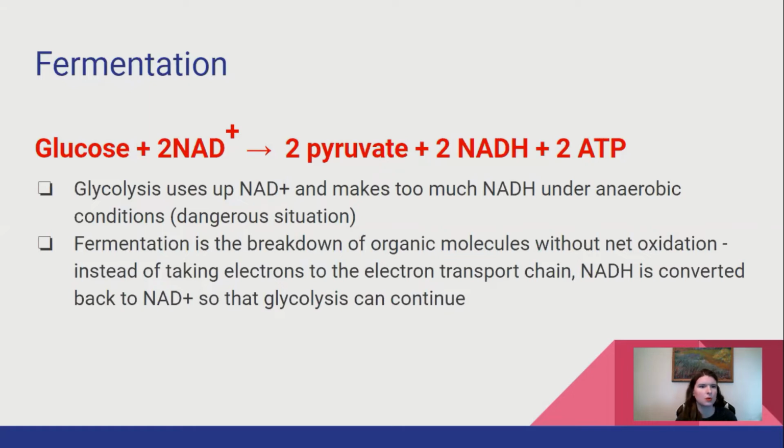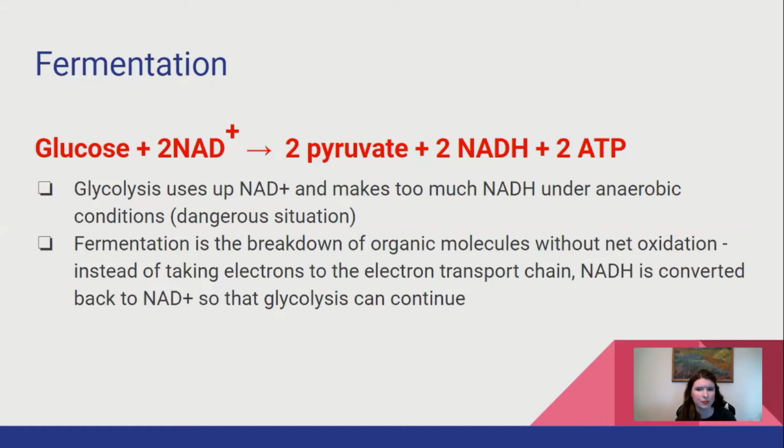Okay, so formally, fermentation is the breakdown of organic molecules without net oxidation. So what that basically means is that most of the oxidation that happens, so the part where we give away electrons, right, loses electrons, oxidation, in aerobic respiration, so the part with oxygen, is happening basically at the final step of respiration. So with the electron transport chain, and then a process called oxidative phosphorylation.